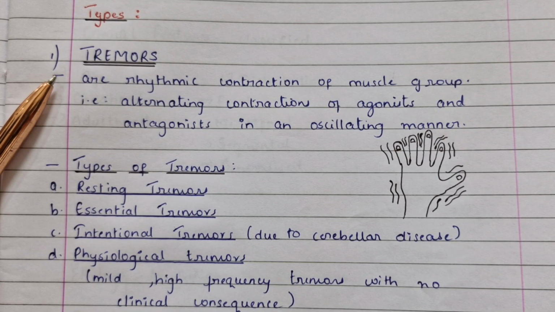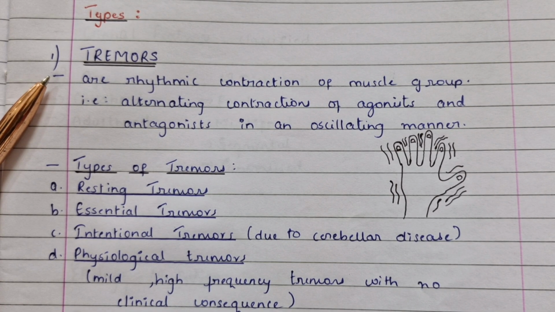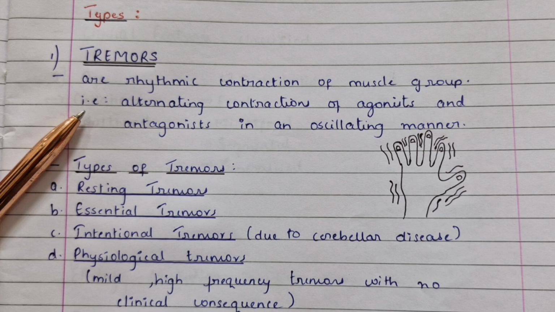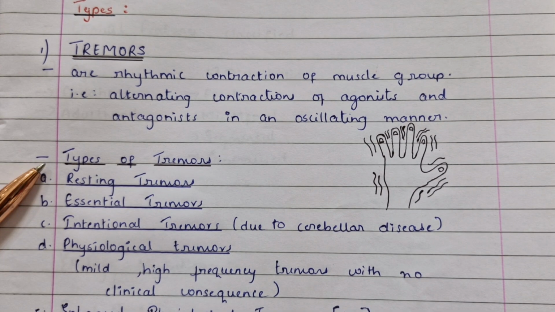Types of hyperkinetic movement disorders. The first one is tremors. Tremors are rhythmic contractions of a muscle group, that is, alternating contractions of the agonist and the antagonist muscles occur in an oscillating manner. Types of tremors.